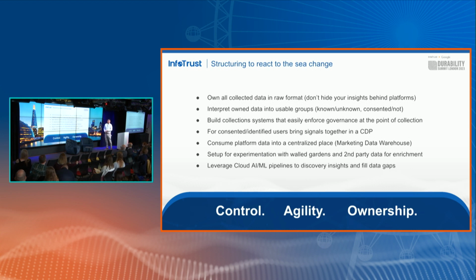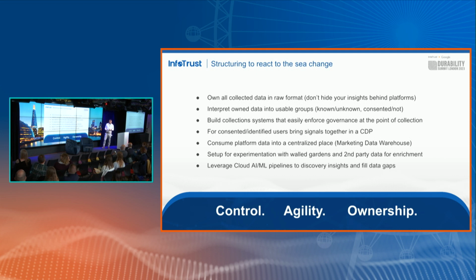So how do we react to this sea change? If we see there's a sea change going on with our data, we have to think about what we actually need to do. I'm going to talk about the bottom line before I go through these points, because I'll iterate on each of them: control, agility, and ownership. I honestly could have ordered those a little better, so I'm going to start with ownership.